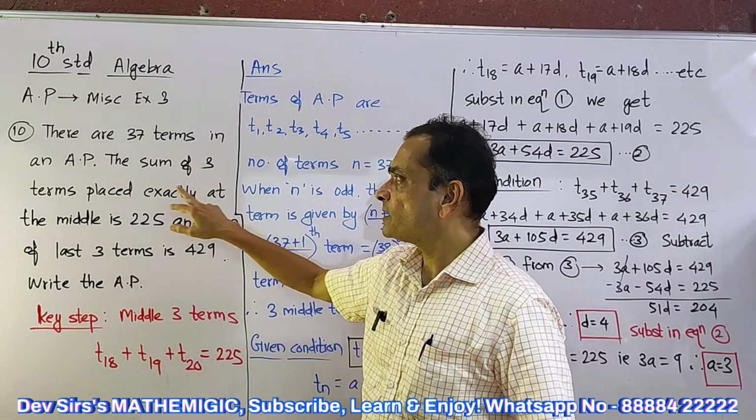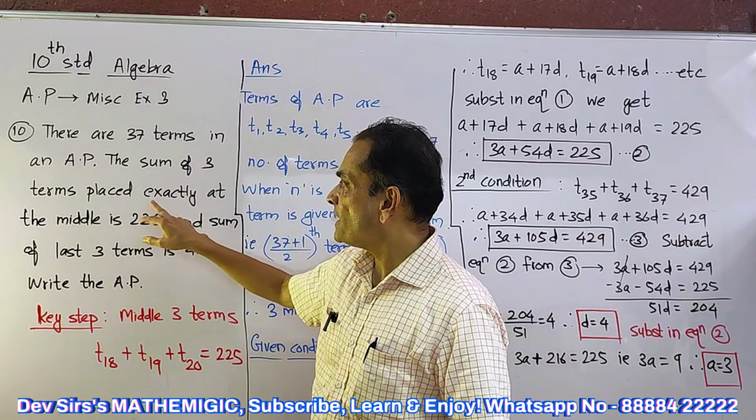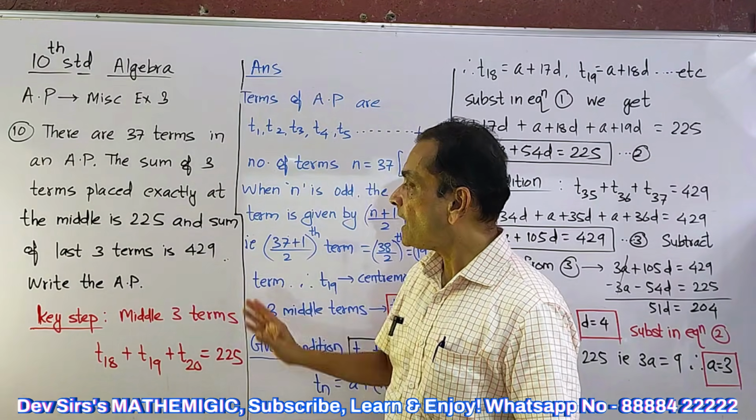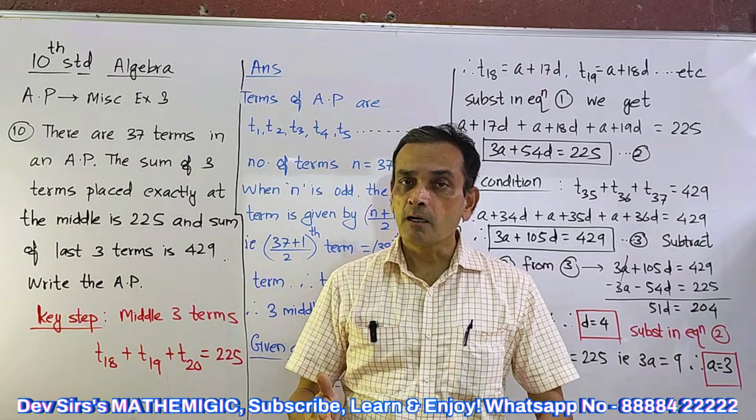There are 37 terms in an AP. The sum of 3 terms placed exactly at the middle is 225 and the sum of the last 3 terms is 429. Write the AP.